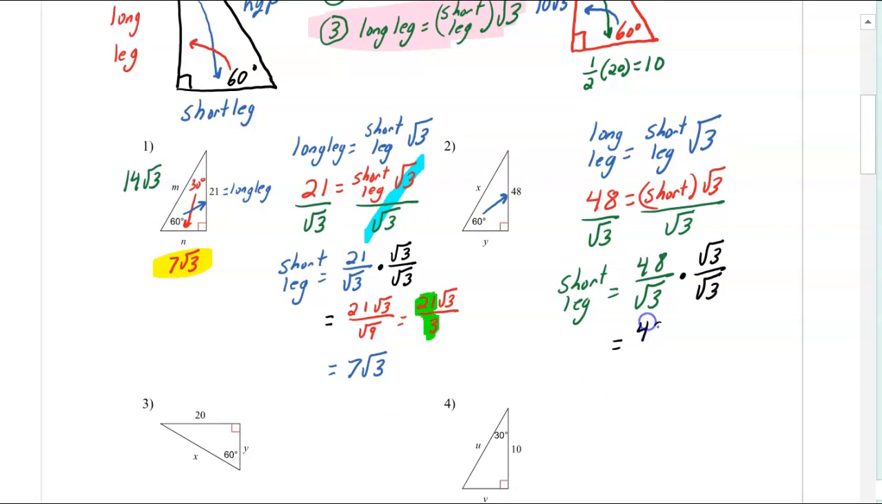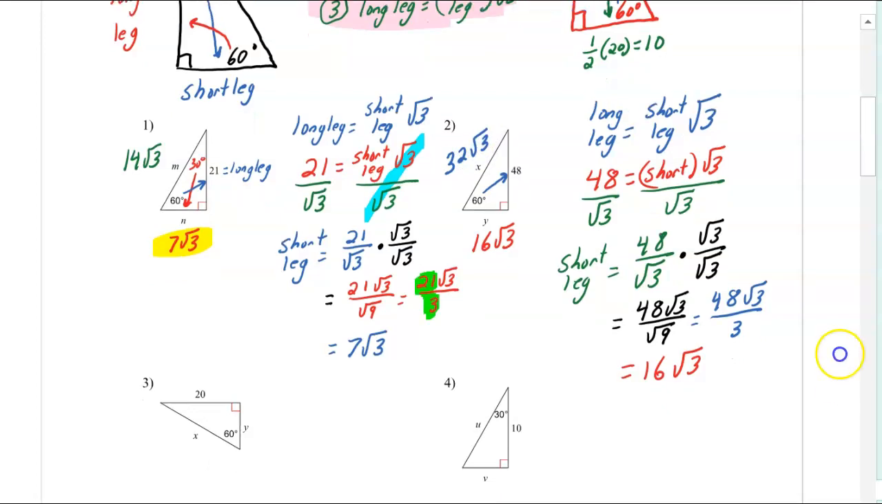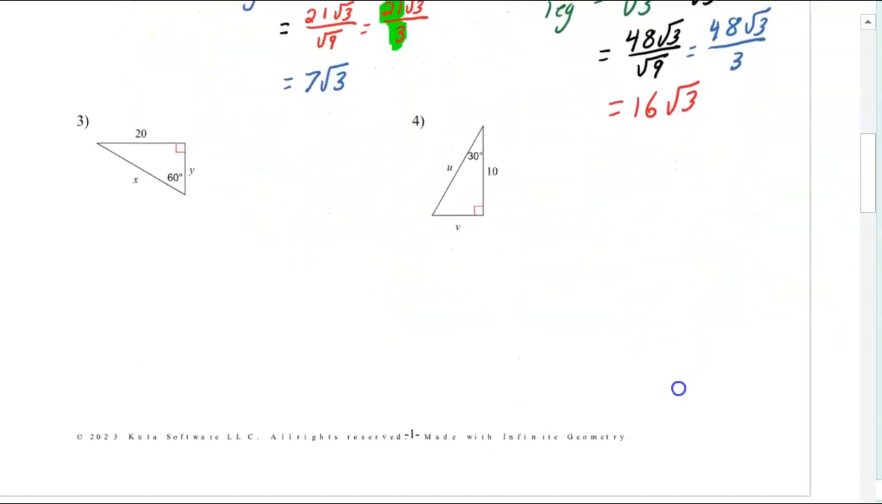When I multiply across, I get 48 square root of 3 over square root of 9. That's equal to 48 square root of 3 over 3. And when you simplify this, you get 16 square root of 3. So the short leg is 16 square root of 3. And if you double the short leg, meaning you double 16, you will get the hypotenuse to be 32 square root of 3. Let's take a look at example number 4.